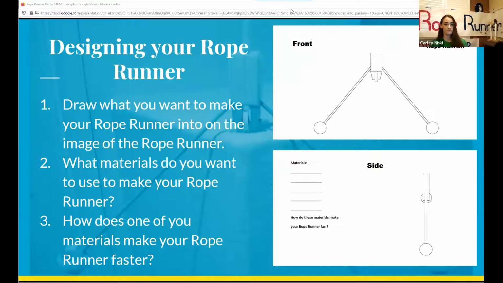While we're on that break, are we supposed to build this? Oh, I think you broke out. What did you say? Are we supposed to build this on our break? We are not building it. We are just drawing the design for your rope runner. So you're just drawing a picture of what you want your rope runner to look like. And then you're filling out the materials list. And you're answering the question of how these materials make your rope runner fast. Does that answer your question?